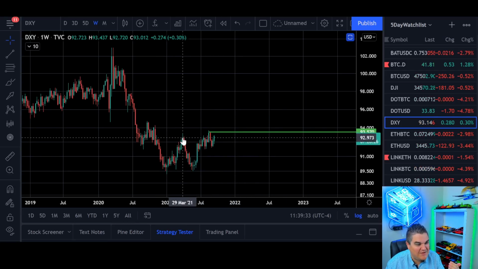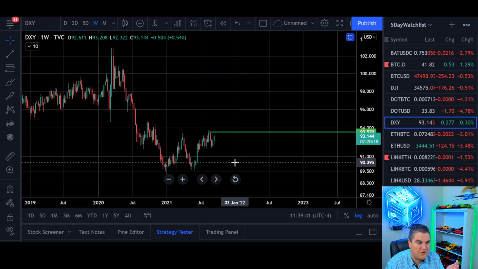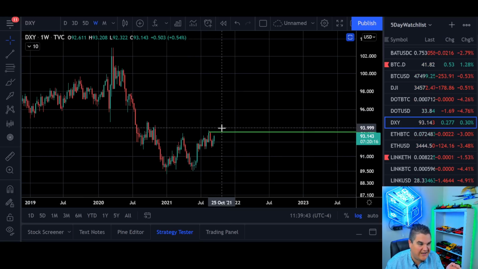So we made a high back on March 29th. We made another higher high August 16th. So we need to get rejected off of this, to say the least. Let's get a double top and go back down. This is what we want to do. We don't want to make another higher high, or we're in trouble, plain and simple.